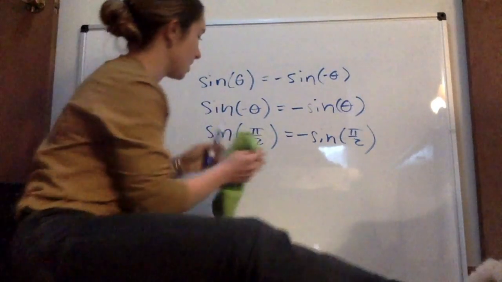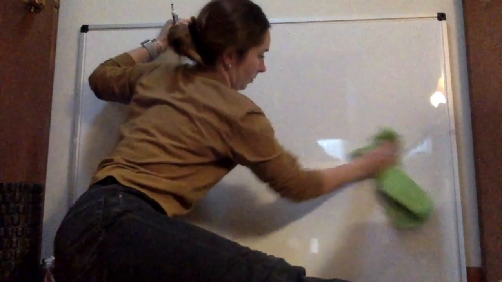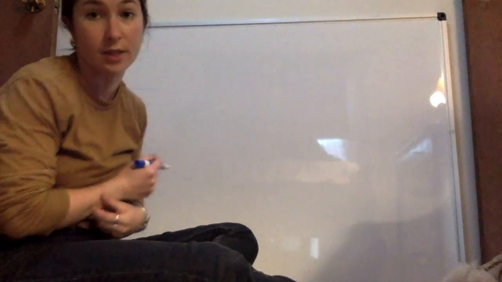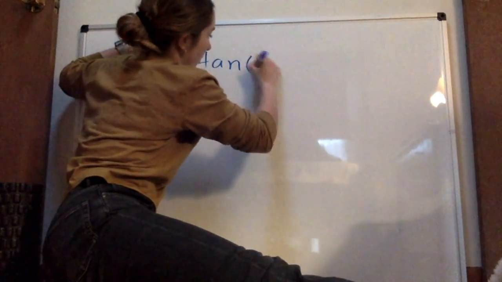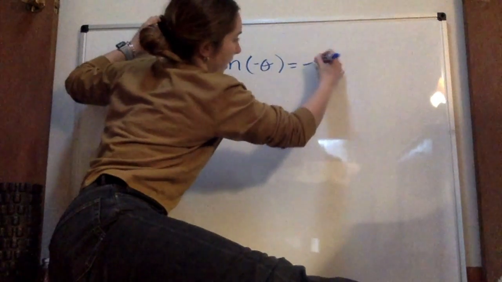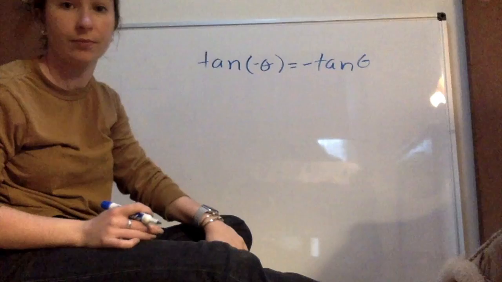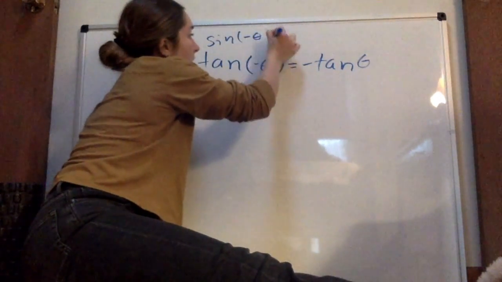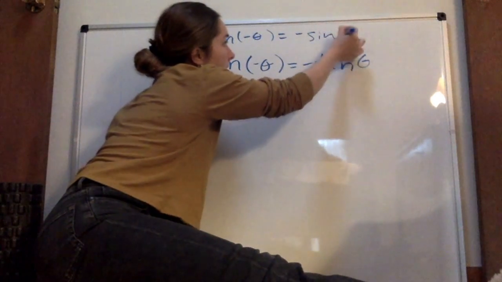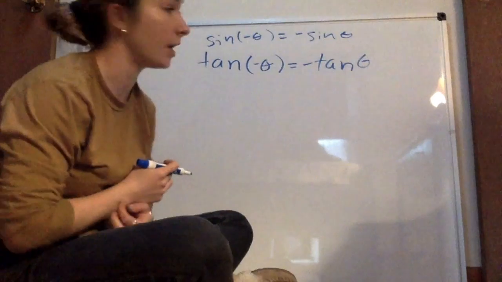We can do the same thing for tangent, because tangent also has odd symmetry. So tangent of negative theta is equal to negative tangent of theta. Okay, cool. So we have sine of negative theta is equal to negative sine of theta. Tangent of negative theta is equal to negative tangent of theta.